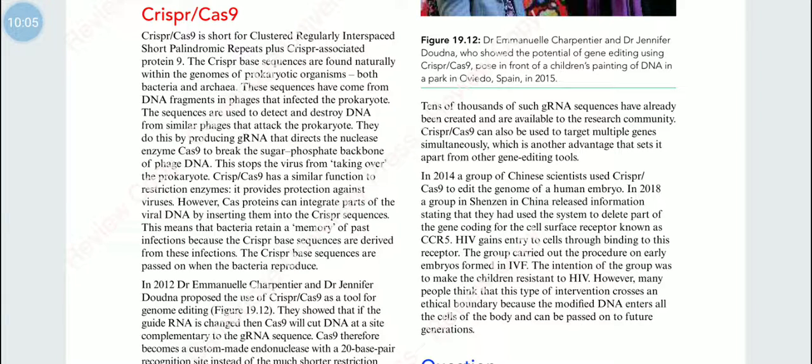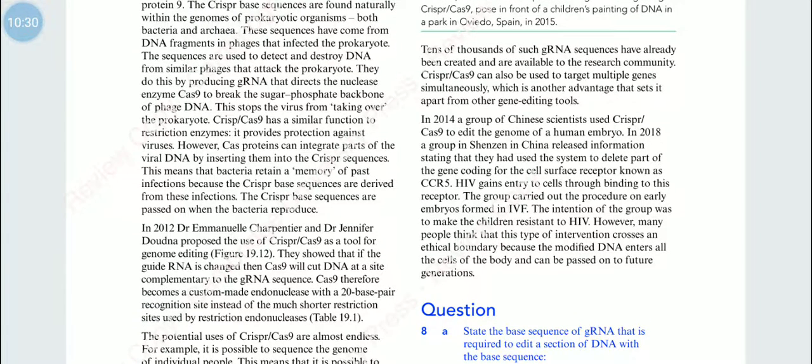As a result, we can suggest that CRISPR-Cas9 will have a similar function to the enzymes that we discussed earlier, the restriction enzymes. So it provides protection against viruses.